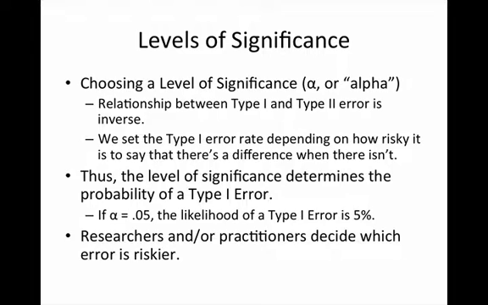So the choice of whether to minimize type 1 error or type 2 error in some sense needs to be made by the researchers or the practitioners so that you can decide which of those is more acceptable risk.